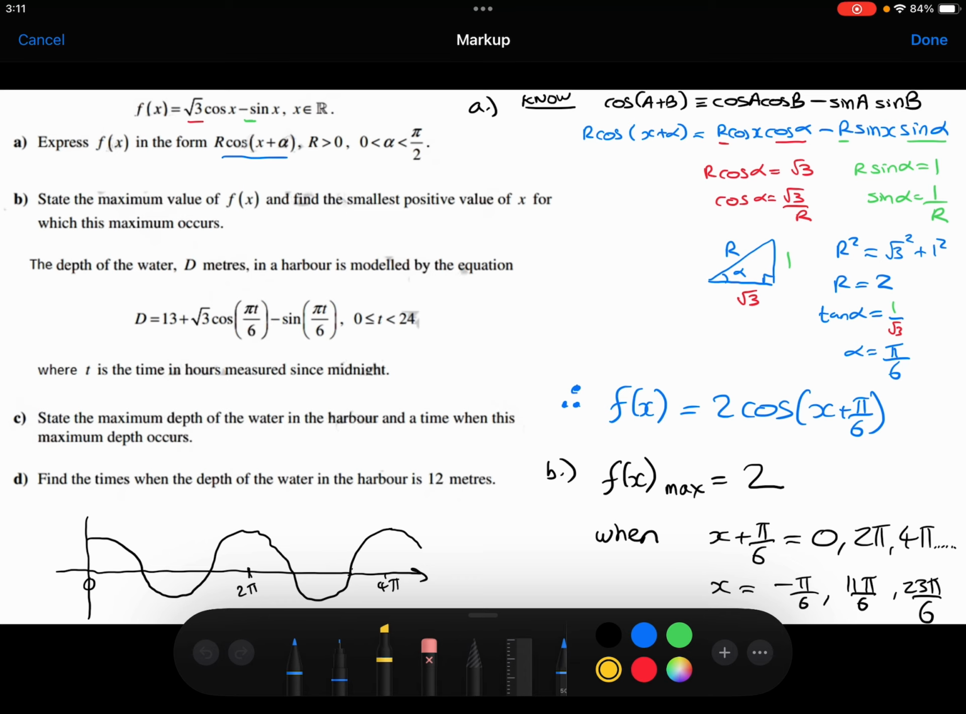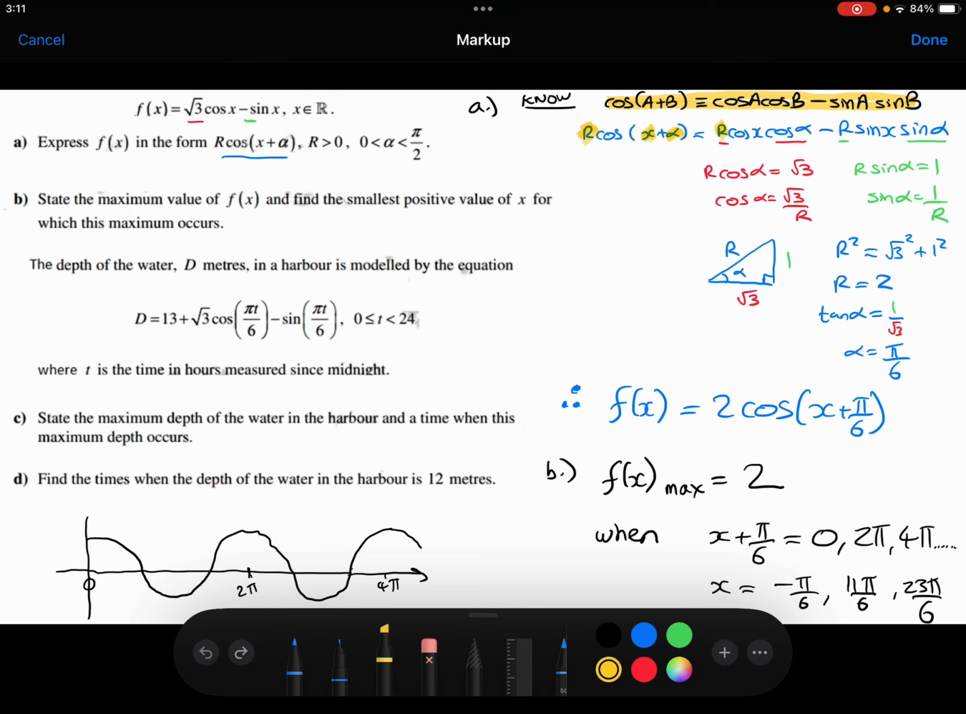So the first thing I've done is I've written out the cos addition formulae from the formula booklet, and we are multiplying that by r. I've replaced the a with an x and the b with an alpha. So we've got r cos x cos alpha minus r sine x sine alpha.